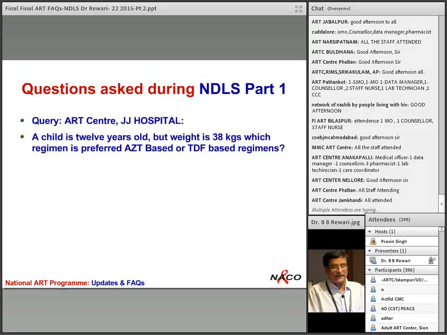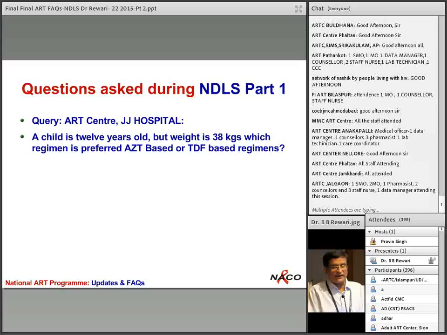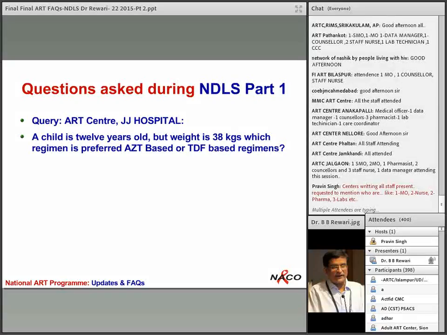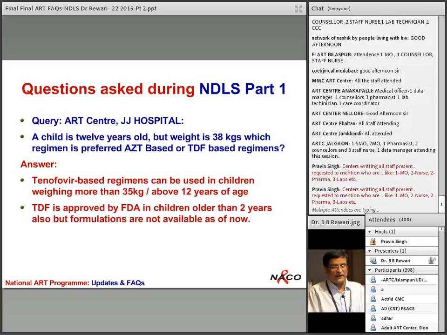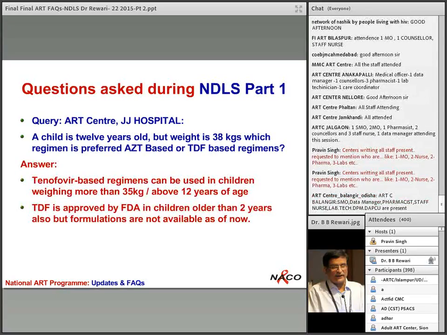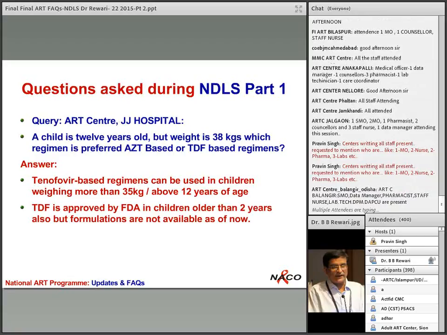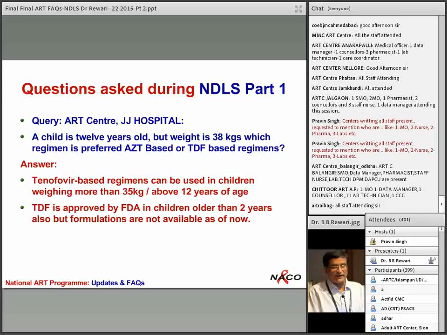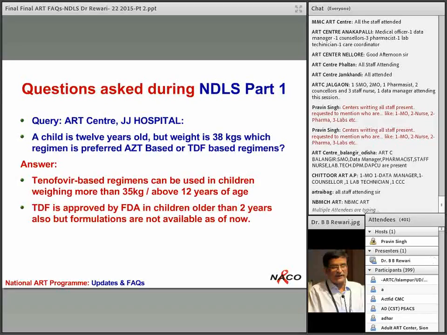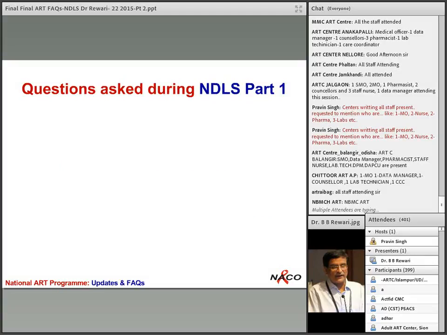Again, the next question was a 12-year-old child, weight 38 kg: is the preferred regimen AZT or TDF? The answer is clear. A tenofovir regimen can be used in children who are more than 35 kg and above 12 years of age. This child is just 12 years, so we can use a tenofovir based regimen. Though tenofovir is approved for children older than 2 years, the formulations available now are only adult formulations, so children more than 12 years can be started on a tenofovir based regimen.